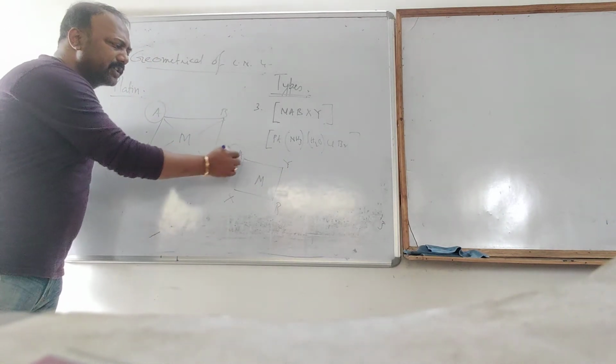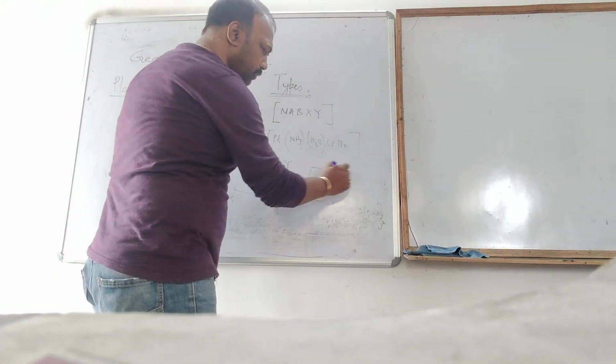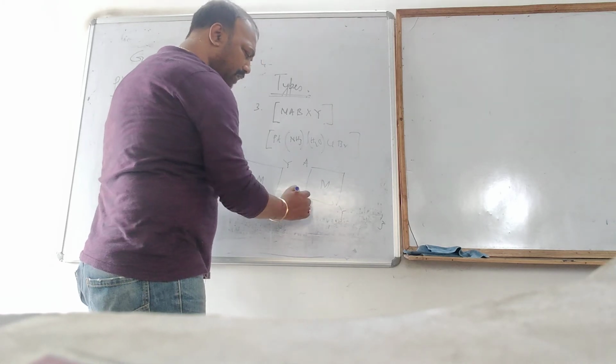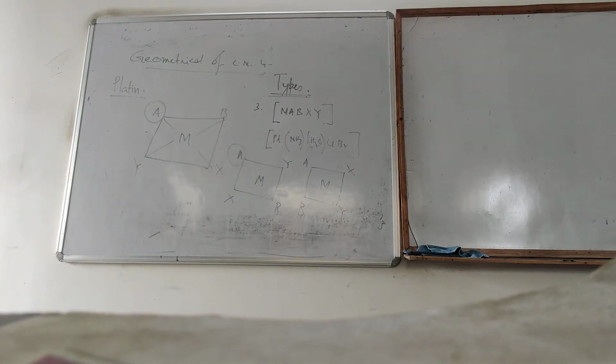Now A is trans with whom? B. In the first case, A was trans with X. In the second case, A is trans with B. We will rotate once more. So M, A is there, Y was here and comes here, B was here and comes here, X comes here. Now A is trans with whom? Y. If I rotate once more, back to the first one, right? Yes, sir.